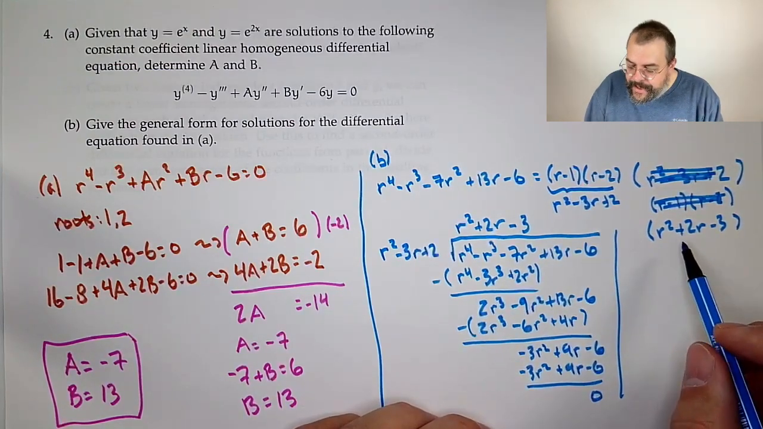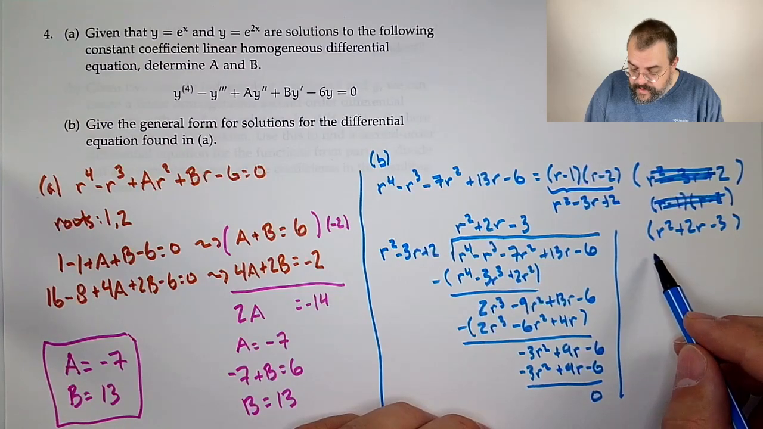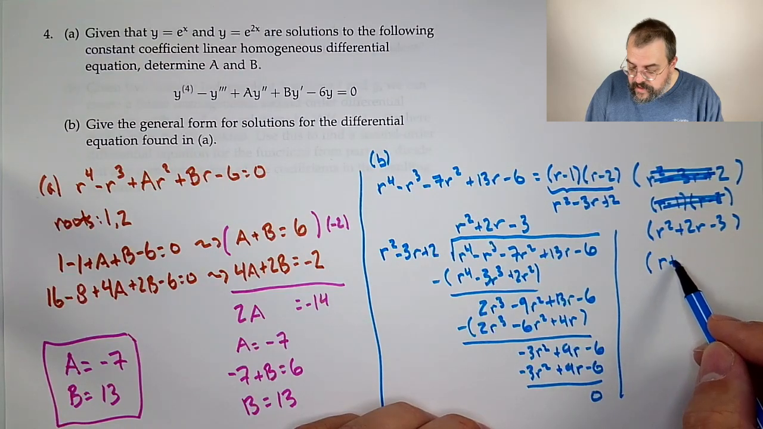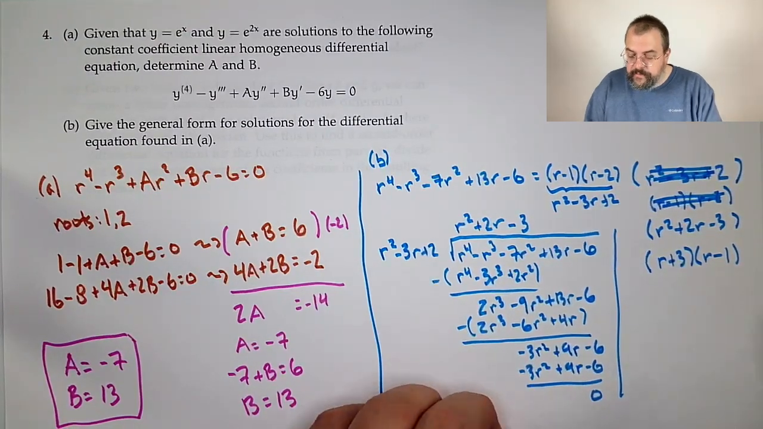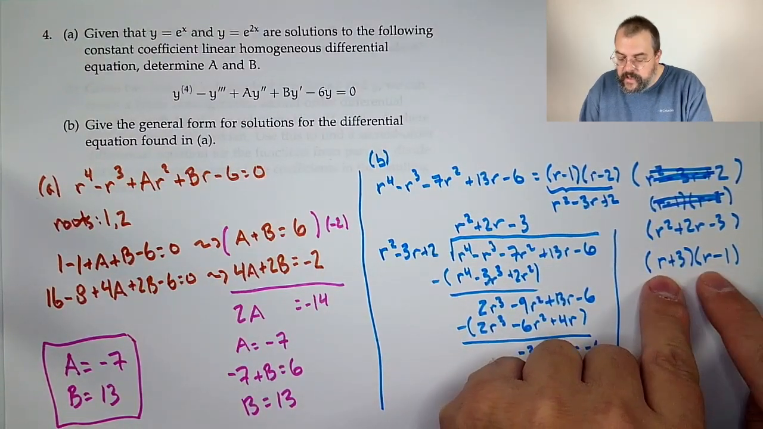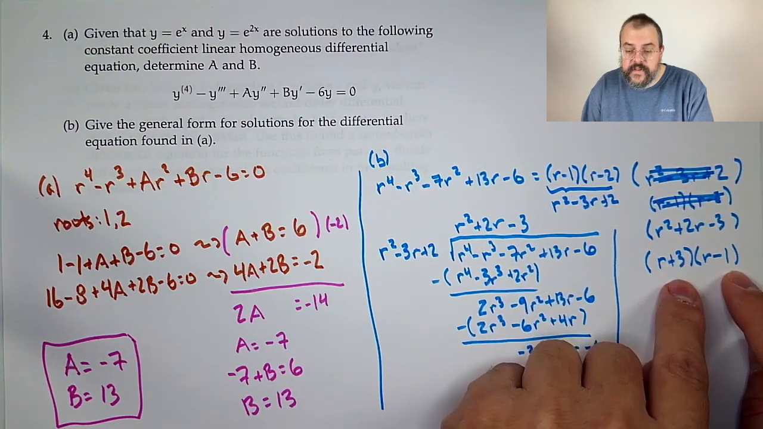Come on. Two numbers that multiply together to give negative 3, add to give 2. Well, yeah, there are two such numbers. There's r plus 3 and r minus 1. And you can check, right? R squared, then you have minus r plus 3r is 2r, and minus 3.